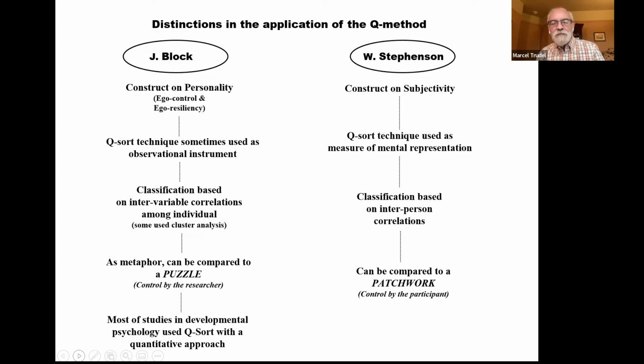Subjectivity, Q-sort, measured mental representation. I don't know if Stephenson discussed with Jack Block in the past, but when I discovered the option to use inter-person correlation, correlating one individual with another person and so on, and using factor analysis, I said, I'm not trained in a good university because I don't know that. So, the patchwork. Yes, my dear.